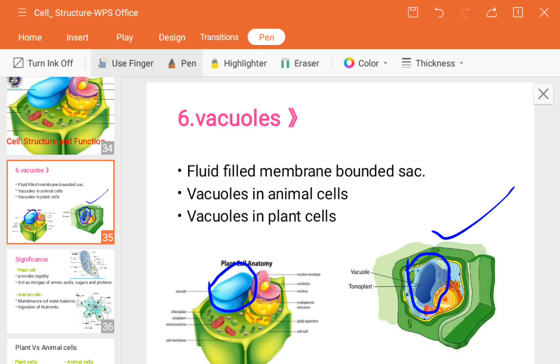Now, what is the vacuole? It is a fluid filled membrane bound sac. So it is a sac-like, meaning bag-like structure, which is fluid filled and has a membrane. We know that each and every cell organelle has a covering, a protective membrane. So it is also a fluid filled membrane bound sac.